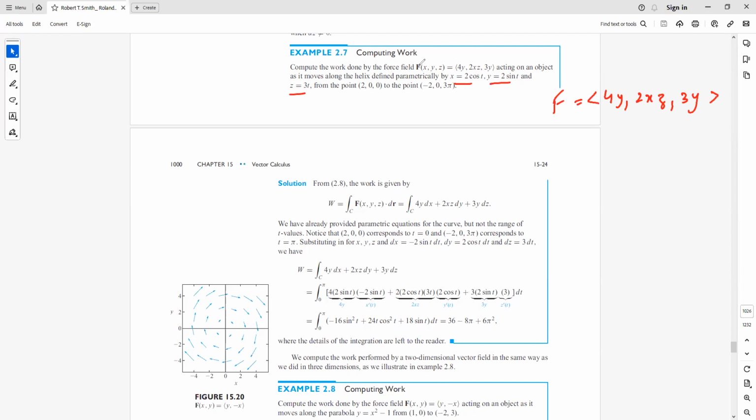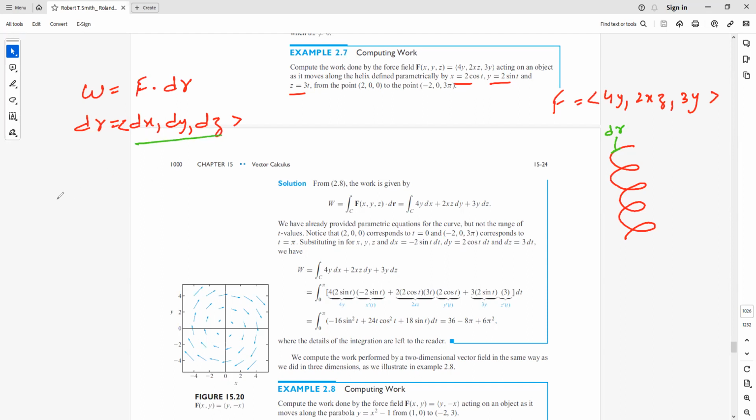So the parameterization is already given, and we have a helix. So a helix looks like this. So we need to find the work done by this force field along this helix, right? So the parameterization is given. Therefore, we know that work done equals F dot dr, where dr is dx, dy, dz, right? So dr is the small arc length, we can say, on this helix. So it has all the dimensions, that is x, y, and z, because it is in space, right? So this dr represents the vector dx, dy, dz.